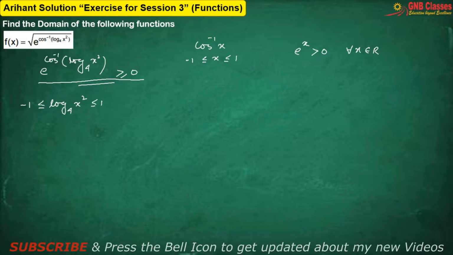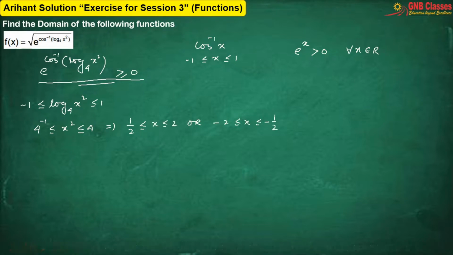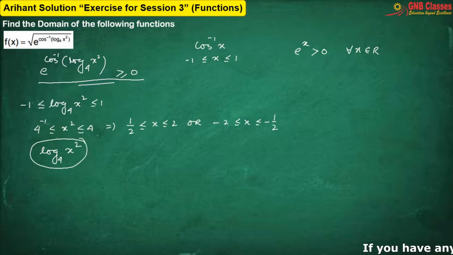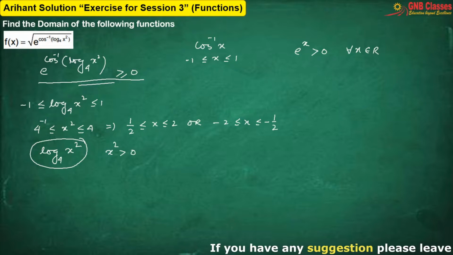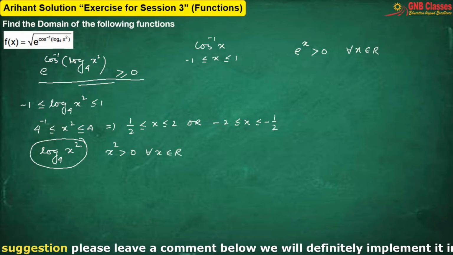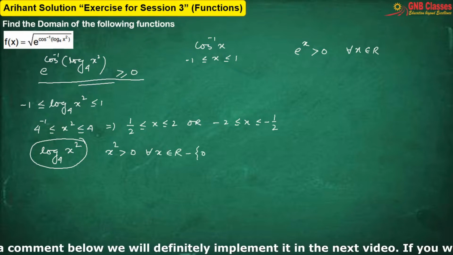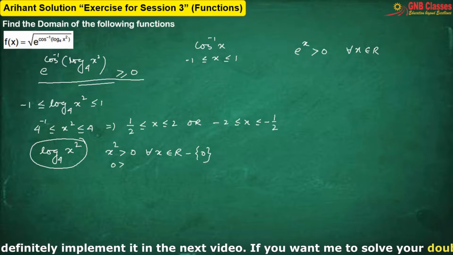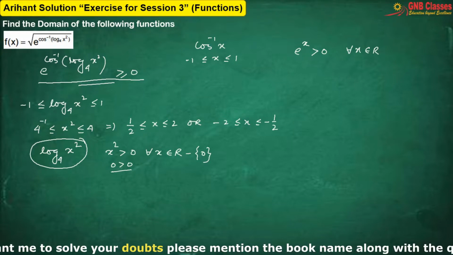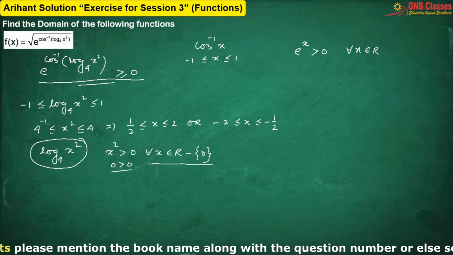So from here we are getting, from here we are having, is it clear? Absolutely. Okay. Now, the other portion is we have log base 4 x square. To define this function, x square has to be greater than 0. Now, x square is always greater than 0 for all x belonging to real values except 0, because if x is 0, then 0 is greater than 0, which is not true. Therefore, the domain for log base 4 x square is all real values except 0, right?